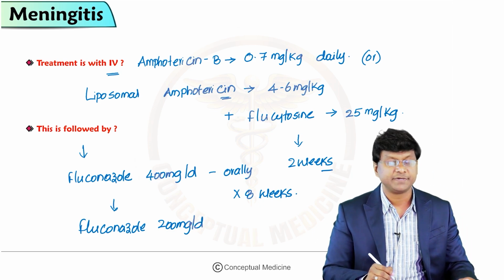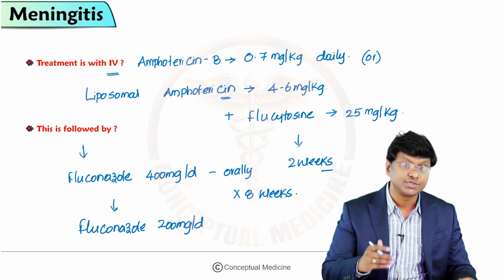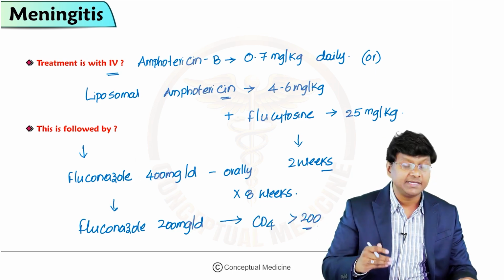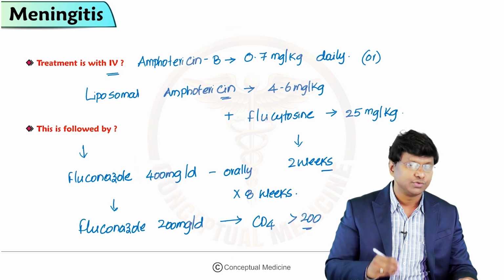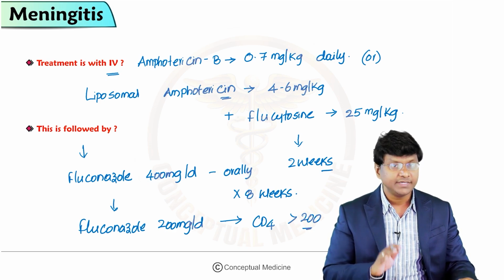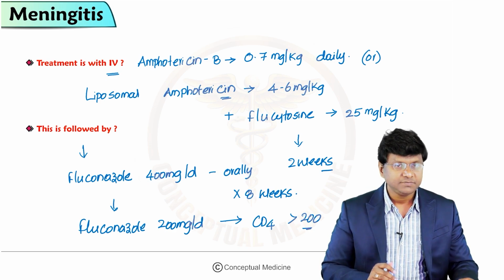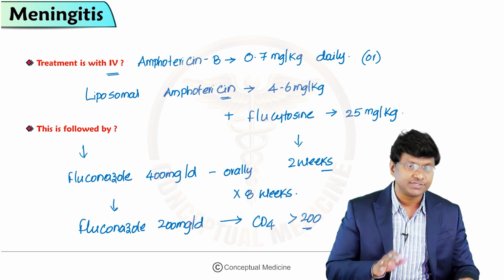Right, 200 milligrams per day until the CD4 plus T lymphocyte count is increased to more than 200, you have to give fluconazole at a dosage of 200 milligrams per day, right? So this is the treatment for your fungal meningitis. Now, we will discuss some questions now.